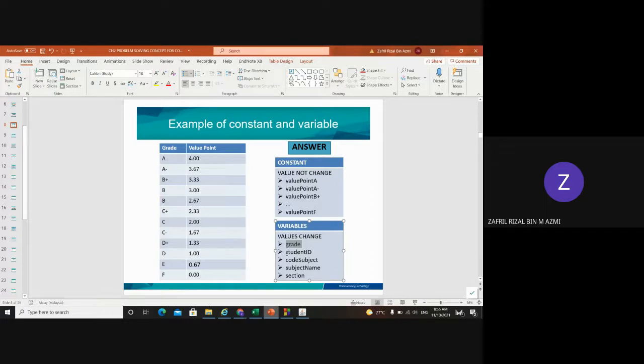Same goes for student ID. If you have 30 students, you can have 30 different student IDs, so it can be changed. Same goes for the rest.